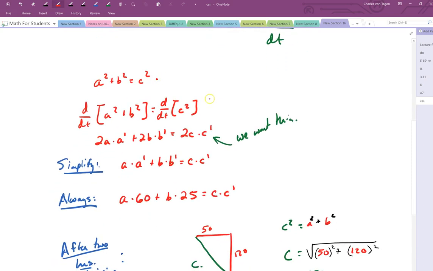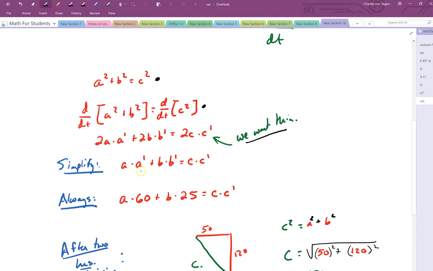So I started with that. Again, just pause the video as you need to. I started with the Pythagorean theorem. I implicitly differentiated both sides. And notice that this gave us this expression involving C prime, which is what we're trying to solve for. Okay. Notice that all these terms have a factor of 2, so I canceled them out.